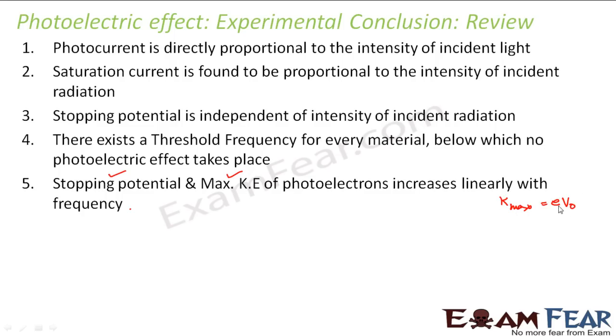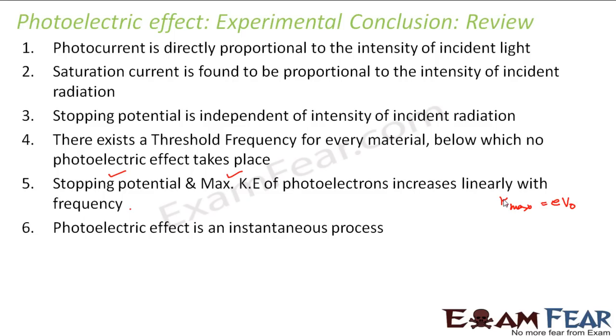So now if V naught, that is stopping potential, increases linearly with frequency, this maximum kinetic energy will also increase with frequency. What is this maximum kinetic energy? It is basically the maximum kinetic energy that a photoelectron can have. When light falls on the emitter, photoelectrons are emitted. So what is the maximum kinetic energy that the photoelectron can have? It is that maximum kinetic energy.